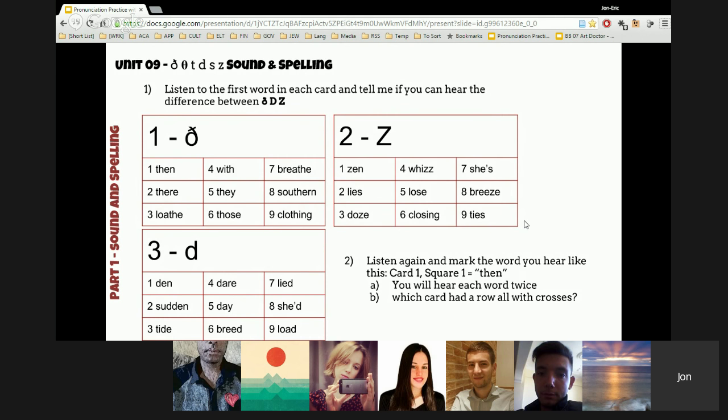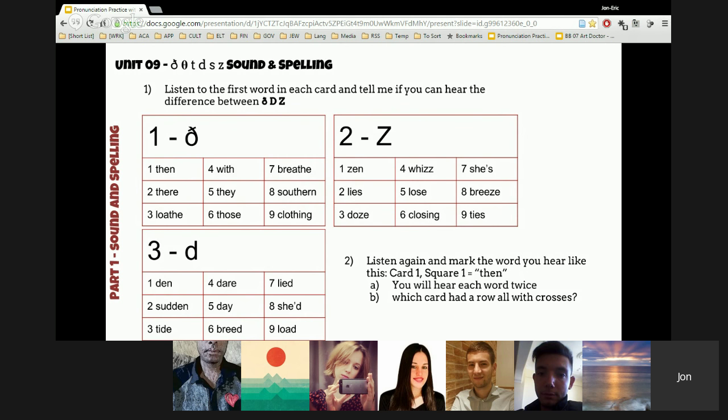Closing. Closing. Good, with a Z. Closing. Good. Let's try card 1, square 9. Clothing. Good. Clothing. Say them both together. Closing, clothing. Closing, clothing. Okay, not bad, not bad.